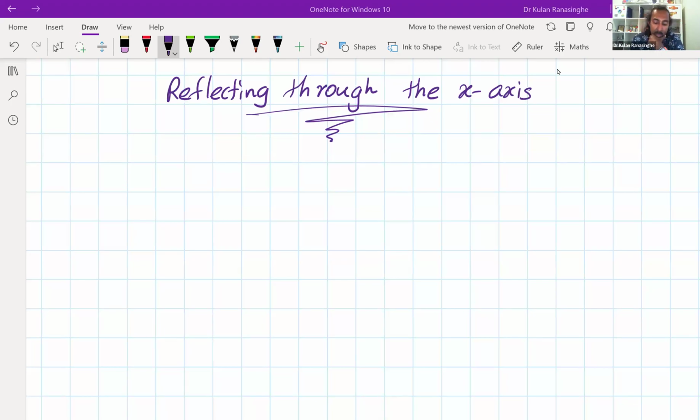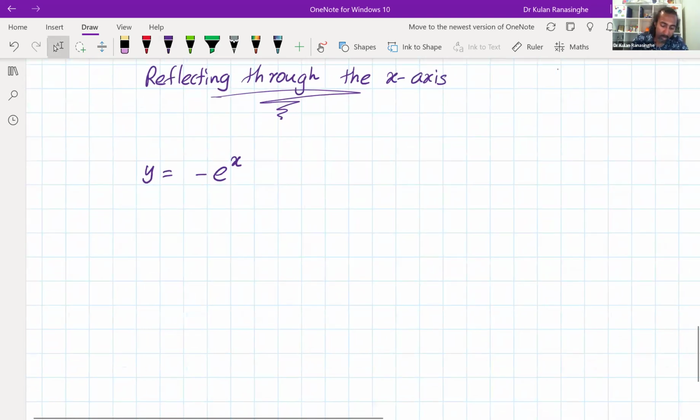Alrighty, Year 11s, we are going to look at reflections. First, we're going to reflect through the x-axis. Let us say y equals negative e to the x. That means you flip the graph upside down, basically. Let us have a look at how it works.